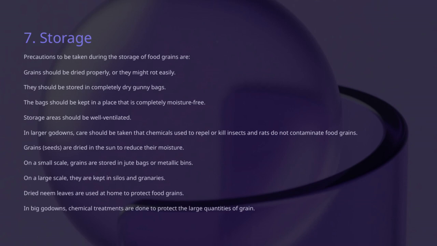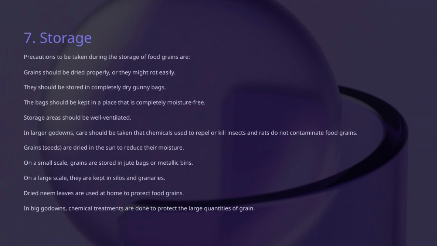For smaller storage needs, grains are often kept in jute bags or metallic bins, making it easier to handle and access the food. It's important to dry the grains in the sun before storage to reduce their moisture content, which helps prevent mold and rot. In large go-downs, we need to be especially cautious that chemicals used to repel or eliminate insects and rats do not contaminate the food grains. Proper ventilation of storage areas is essential to maintain quality and prevent spoilage.